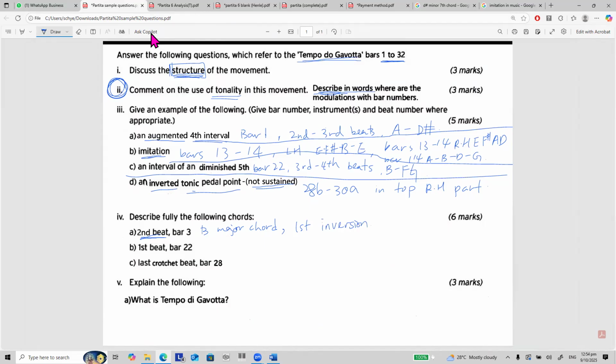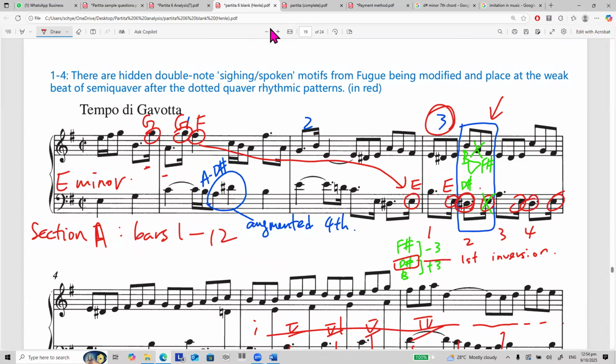Okay, by doing this, you get 2 marks. So the total is 6 marks. So this one 2 marks, 2 marks, 2 marks. Now let's look at the first beat in bar 22.